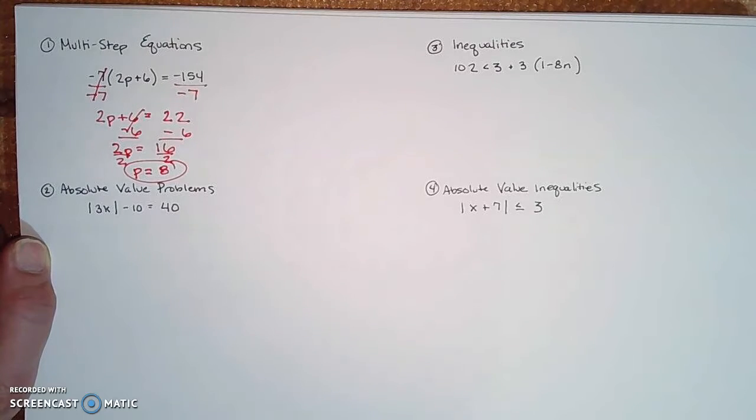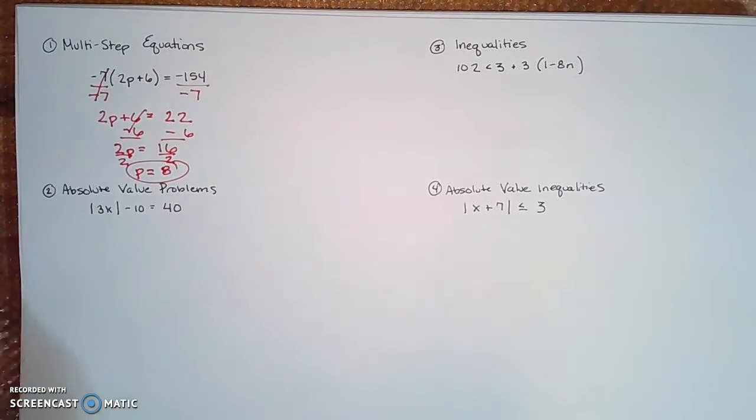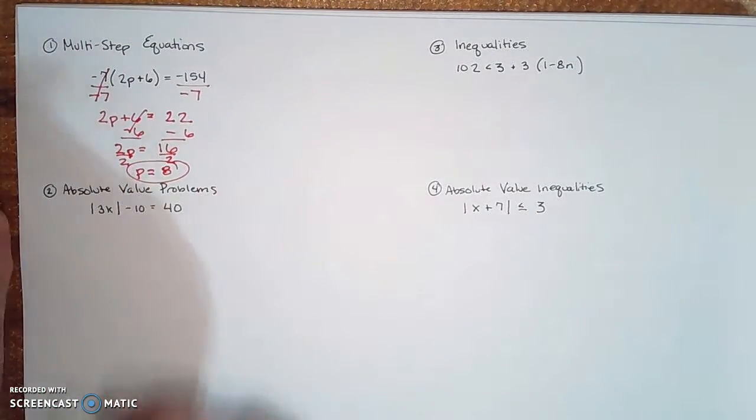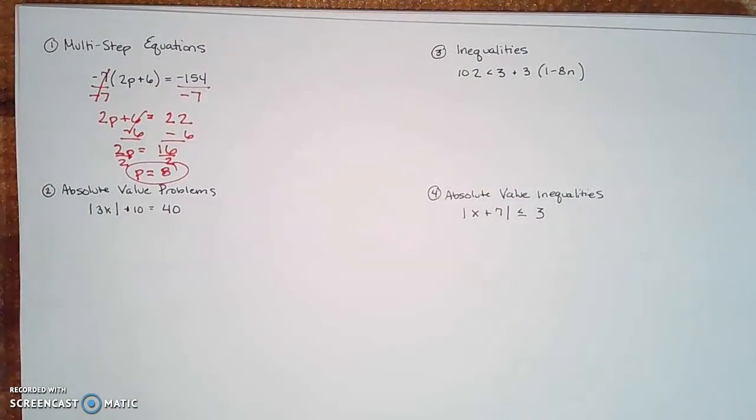Now, why did I put this after the problem from before? Absolute value problems are just like multi-step equations. You get the absolute value part by itself, and then you solve the problem after that. I meant to put this as the problem. There we go. And the question is, how do we solve absolutes? I'm going to show you right now.